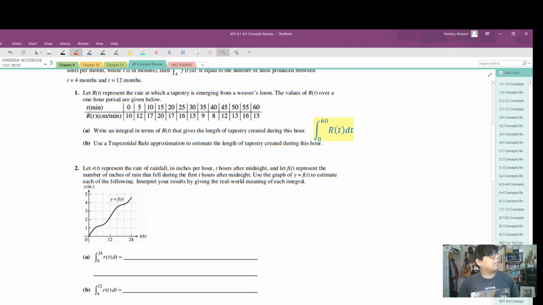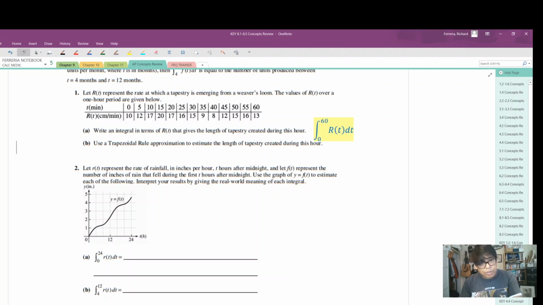Number two, use a trapezoidal approximation to estimate the length of the tapestry created during that hour. Taking a look, we look at the t's over here, and we notice that they are all in changes of 5 minutes. Basically, our delta t in this case is going to be 5 minutes, so we're in 5-minute segments. Since all the delta t's are the same, this gives us the opportunity to use the trapezoidal rule.